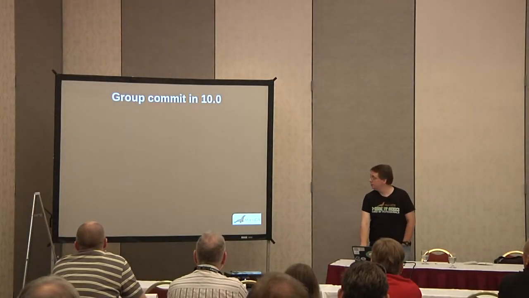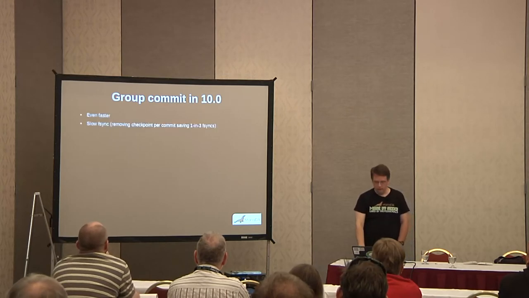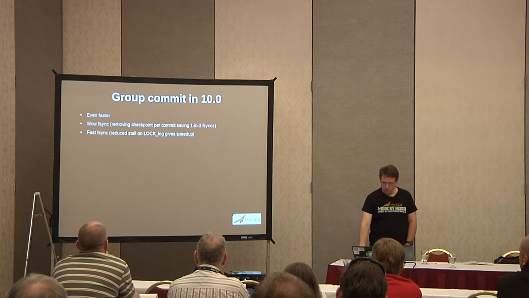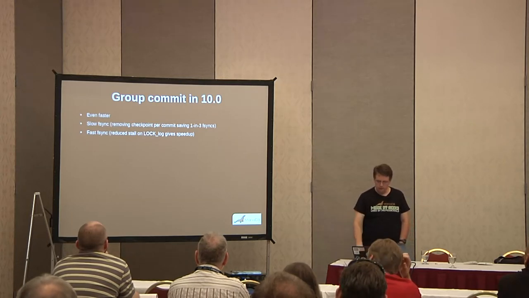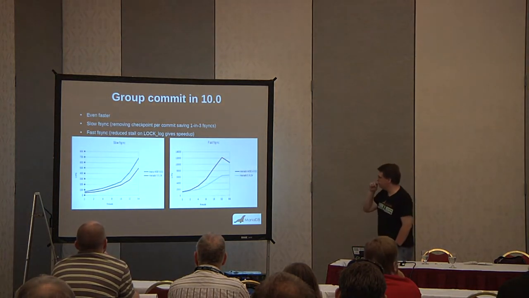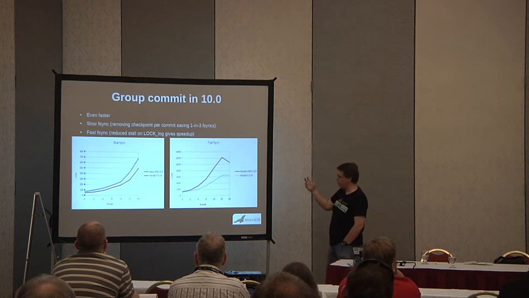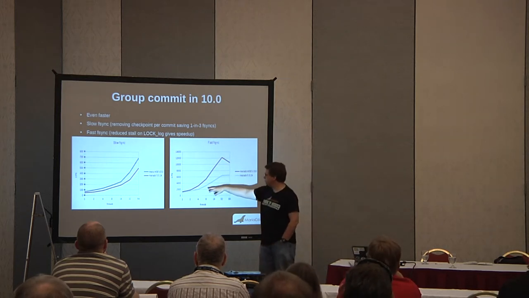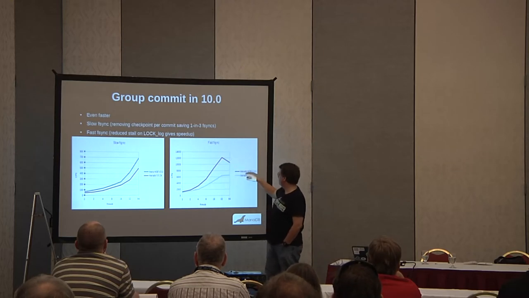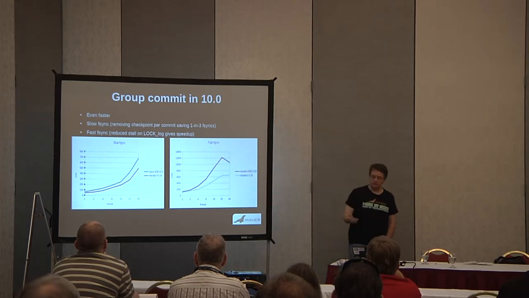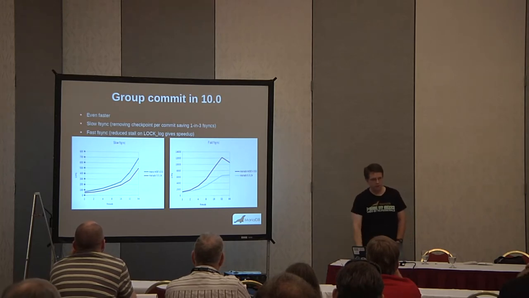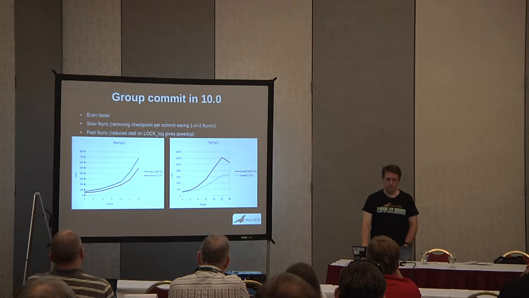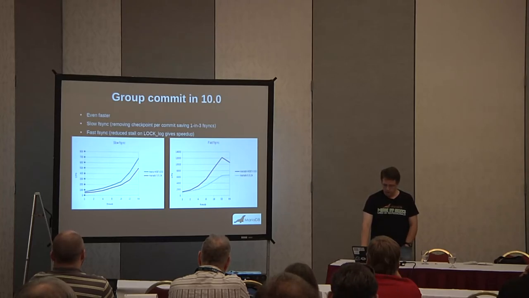And then we didn't stop there, because in 10 we made it even faster, and we used a couple of different methods: removing checkpoints per commit, saving one in three fsyncs, and then reducing the stall to get a speed up. This is comparing MariaDB to MariaDB, and we were able to get a bigger bump. So even though it was really fast at 5.5, we managed to improve it even on top of that in version 10, which is something we always like to see. We never want to see a regression. We hate those. Regressions are bad. So we're always trying to improve it, always make it faster.